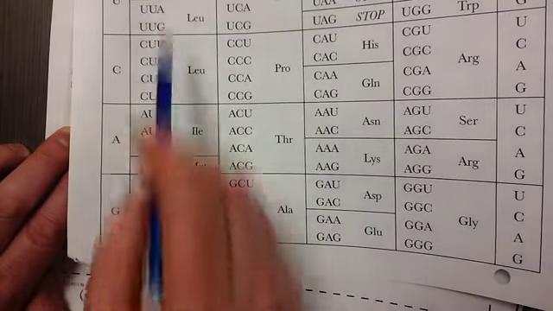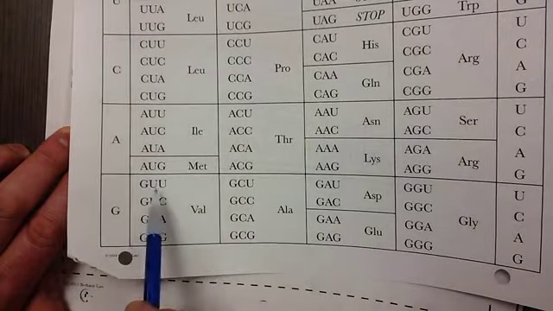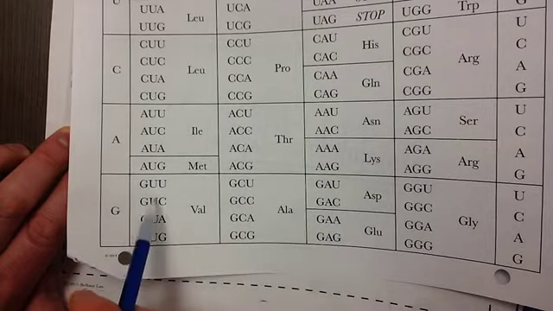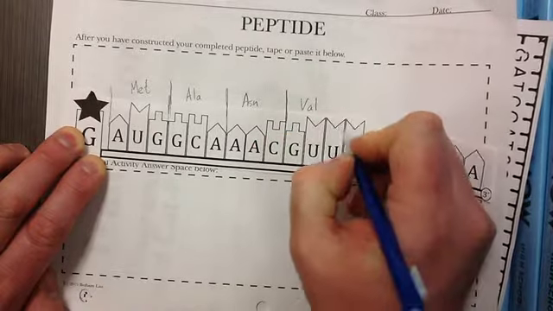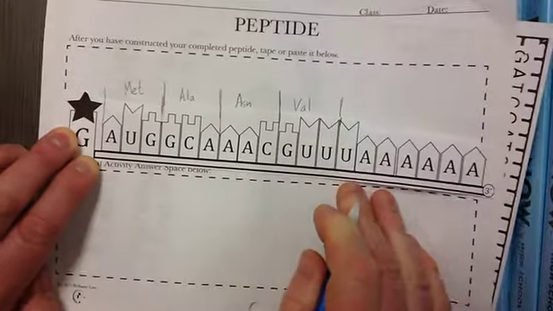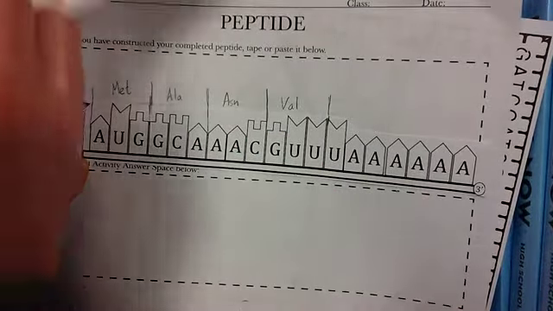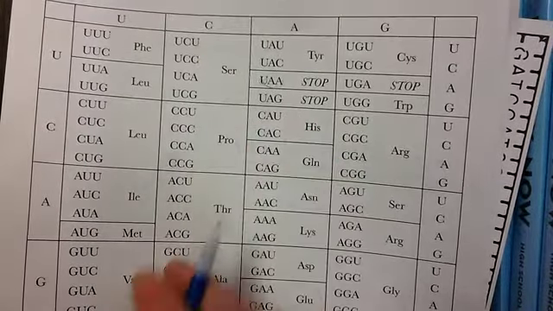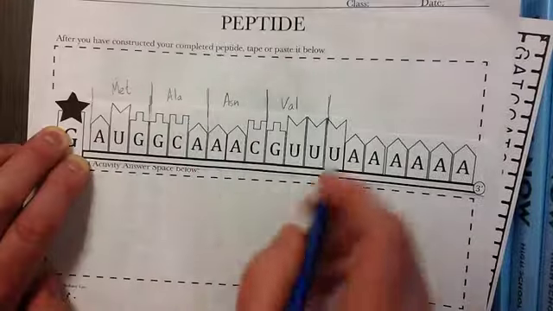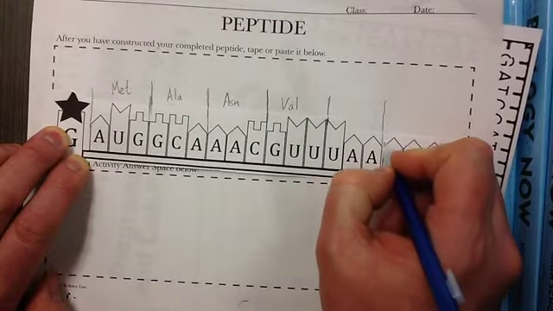So there is actually a code here. The first letter is a G, second letter U, third letter U. GUU. Now I get to UAA. UAA is a stop codon. It does not code for an amino acid. It tells the ribosome, we're done.